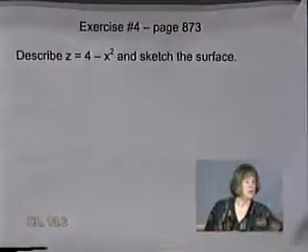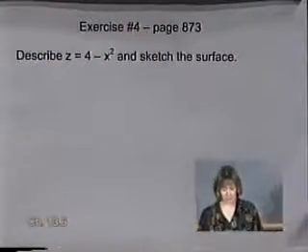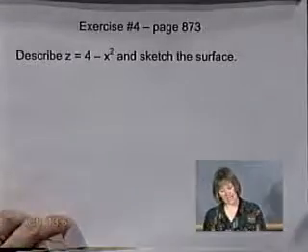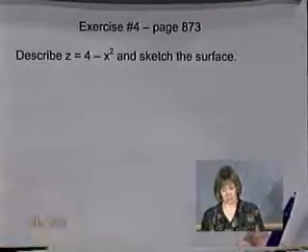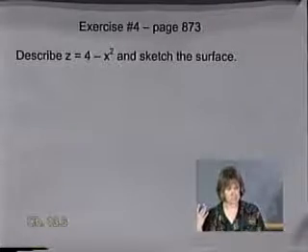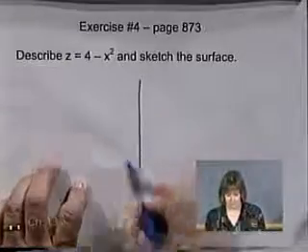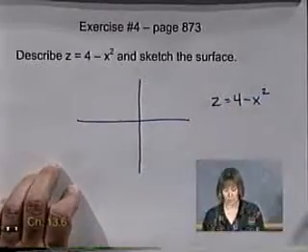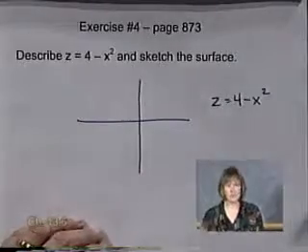Okay. All right, I want to go over just a couple. I think we did enough, but we're going to practice just a little bit. What if I want to sketch z equals 4 minus x squared? Sketch the surface. First of all, cheat for a second. Go in the xy plane and say to yourself, what does z equals 4 minus x squared look like in the xy plane? You can put it on your calculator.